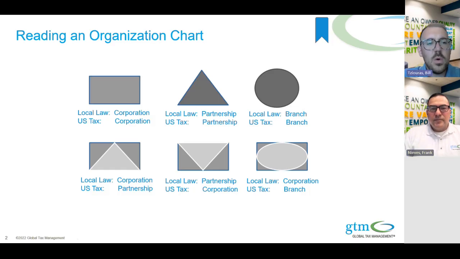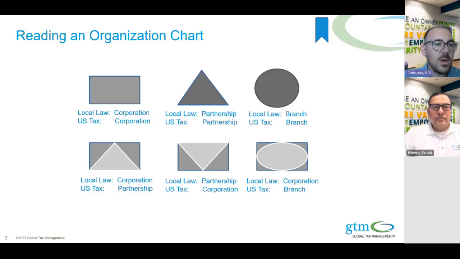Thanks, Frank. So reading an organization chart can be tricky in the sense that not every company will use the same figures. What we're using here, we feel, is pretty standard for the industry, and I think may help make sense of some of those spaghetti charts. So if we start in the top left, we have an entity that is treated for both US tax purposes and for foreign tax purposes as a corporation.